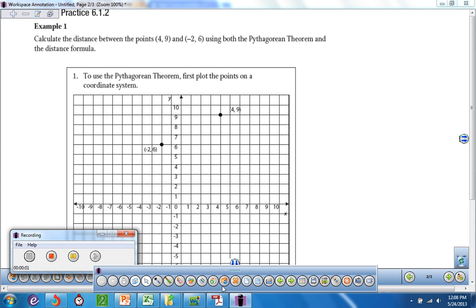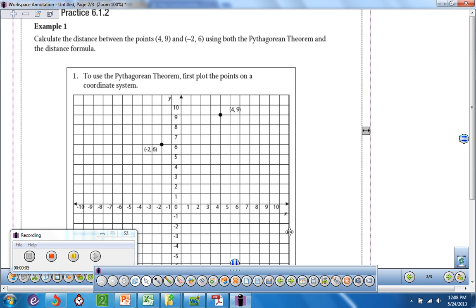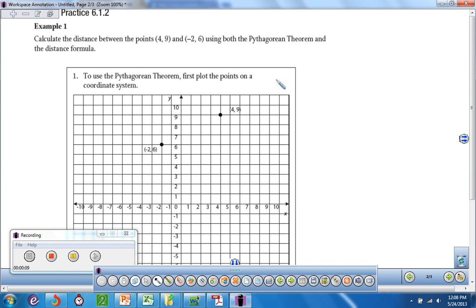Alright, here in this problem, we're going to use both the Pythagorean theorem and the distance formula to figure out the distance between the 2 points. Now, we'll start out with the Pythagorean theorem. To do that, we're going to need to make a triangle, a right triangle, more specifically.